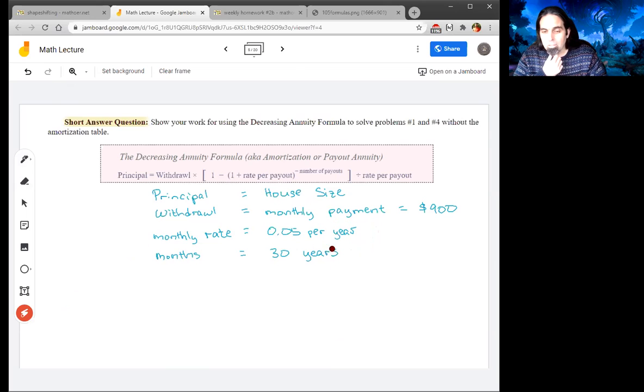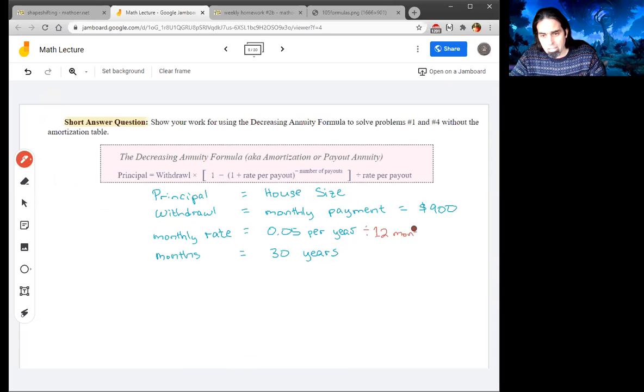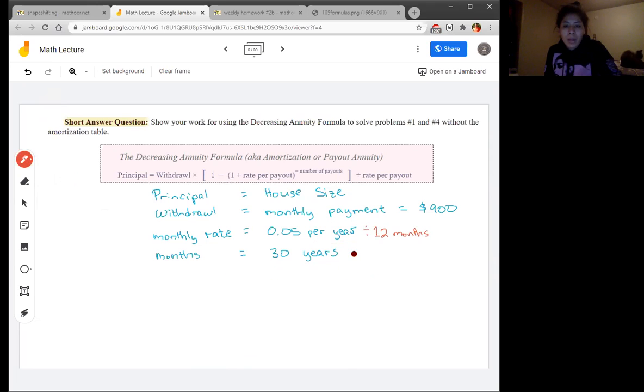Now this will physically on the paper look like things we've done a lot of times before. How do I get a per year rate and make it a per month rate? Divide by 12. And how do I, below that, take a number of years and change it into a number of months? Multiply it by 12.